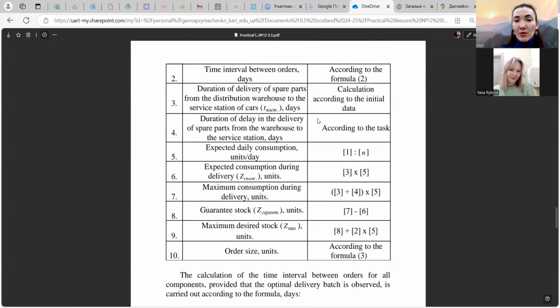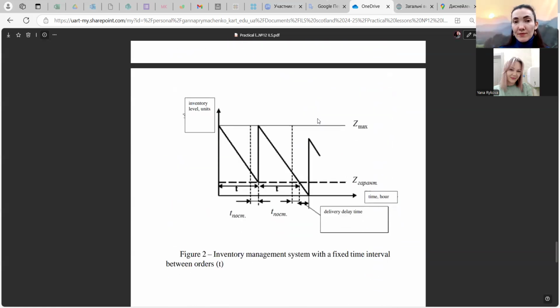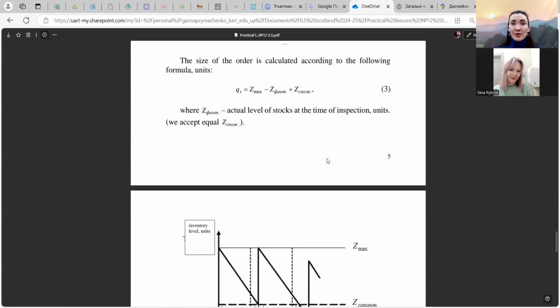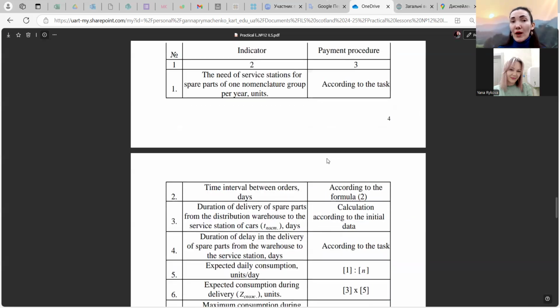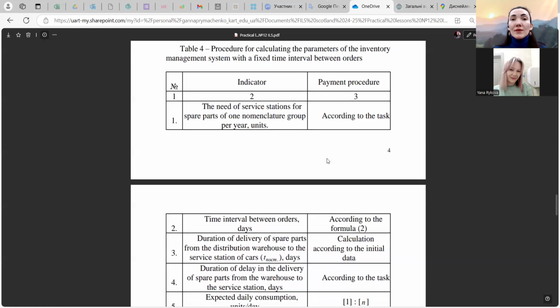It is this table, and it is our picture. Every some period, for example every 2 weeks or 3 weeks, we buy goods for our warehouses. So try to do it. I think it will already be faster because we have found all the parameters. So please write on your paper or electronic document that it is table number 4, or maybe the name of the table, or only fixed time interval between orders, so that we can understand for which parameters these tables and calculations are.